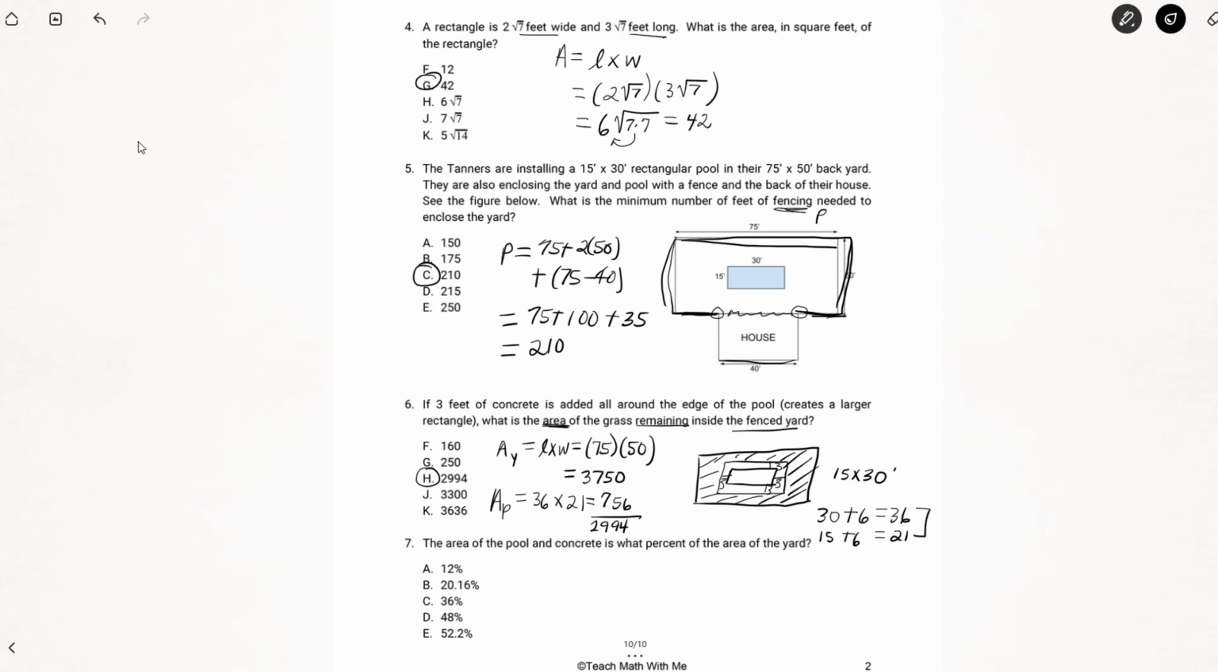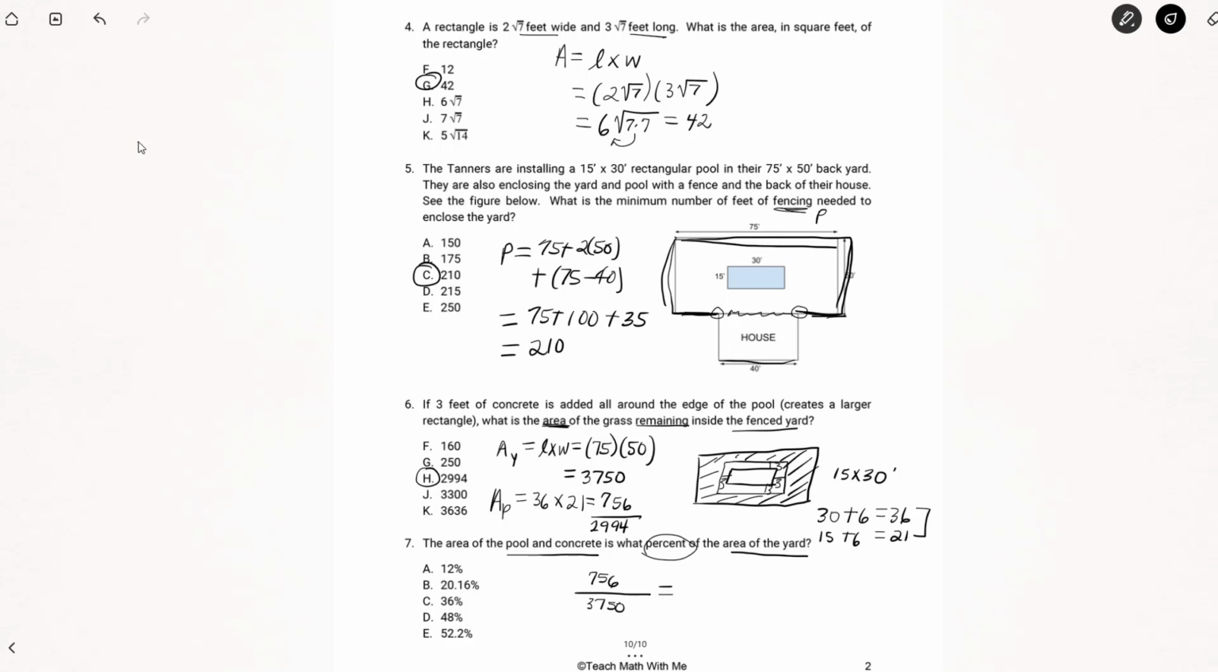Question number 7. The area of the pool and concrete is what percent of the area of the yard? So remember, we found the area of the yard and the area of the pool up above, but they're asking for a percent. So we're wanting to find the part over the whole. So the whole would be the area of the yard, which was 3750. And the area of the pool and concrete was 756. So this is just going to be a fraction.